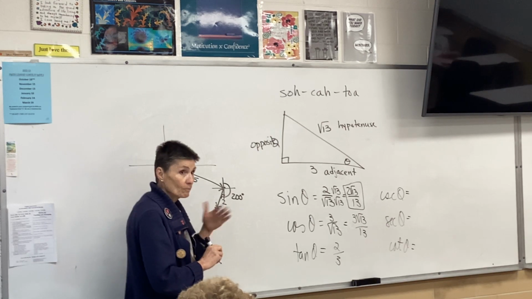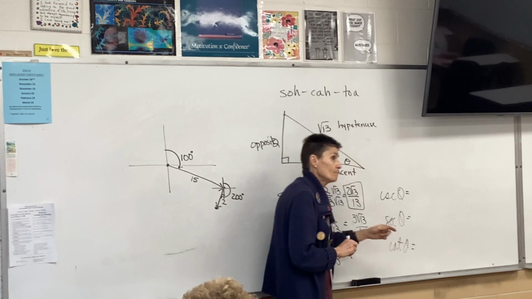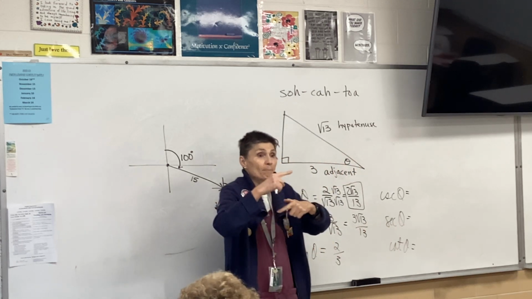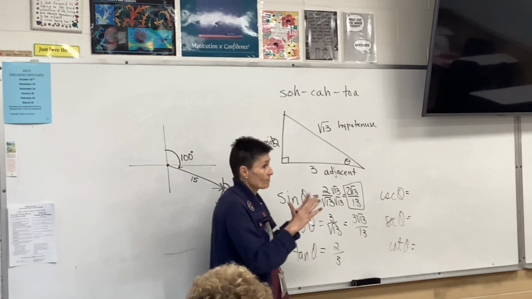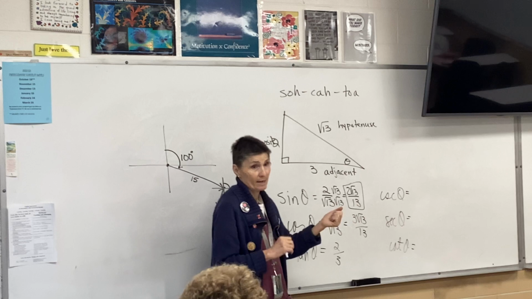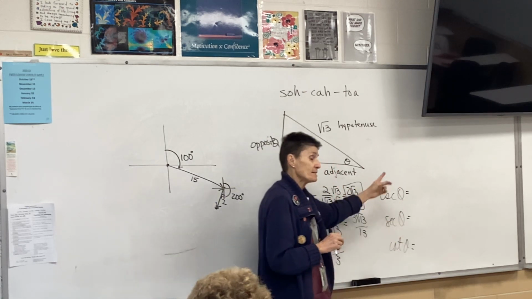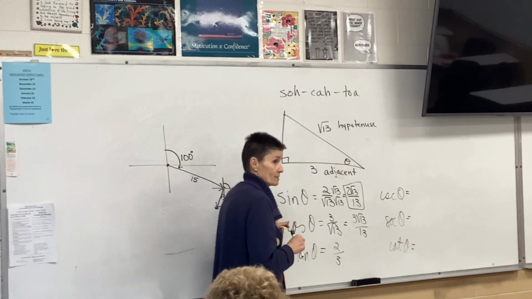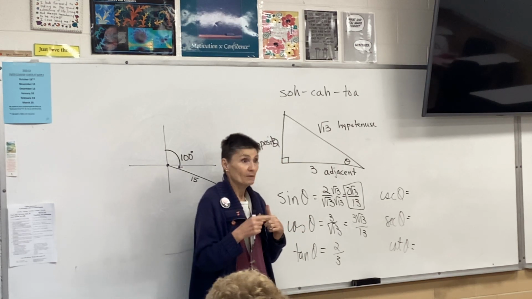All right, you all good so far? Okay, now, the other 3 are the reciprocals of the main 3. Sine, cosine, and tangent are the main ones. They're the ones on your calculator. You got a button for sine, cosine, and tangent. You don't have buttons for these guys. These guys are the reciprocals of these. So what does reciprocal mean? Just flip it over, right?